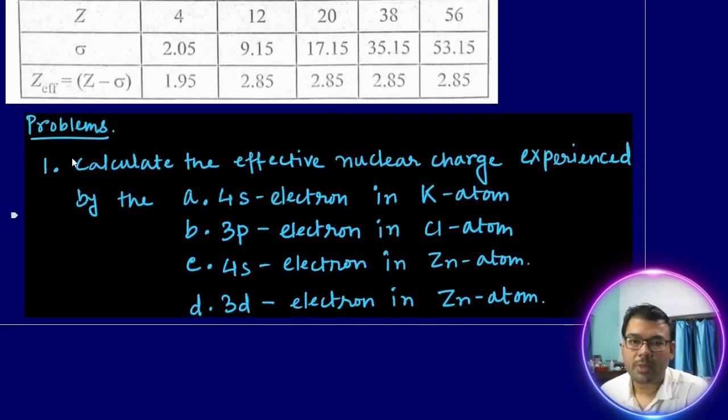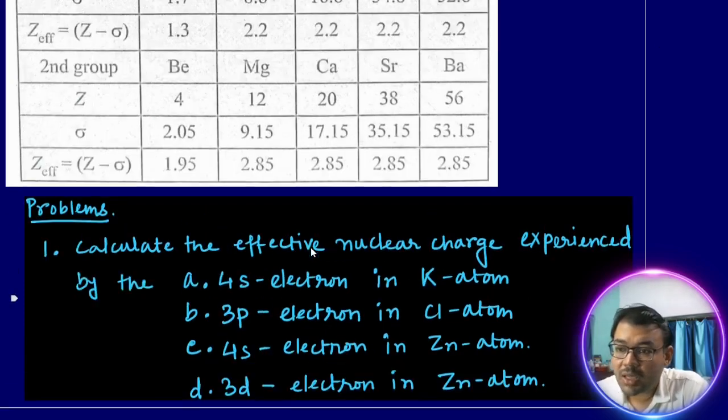So what are the problems regarding JEE and NEET examinations? Here, calculate the effective nuclear charge experienced by the 4s electron in the potassium atom, which is already done in this lecture. And you can calculate for the 3p electron in the chlorine atom, the 4s electron in the zinc atom, and the 3d electron in the zinc atom. In this way you can solve these kinds of problems, and the examiner asks this kind of question many times in JEE.